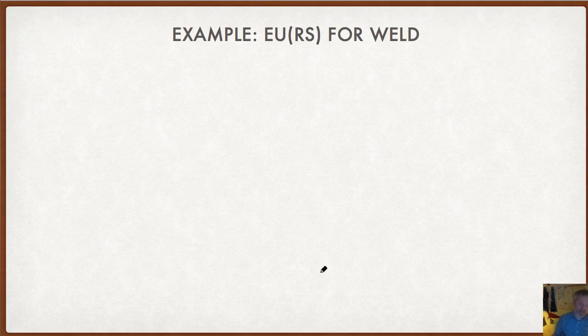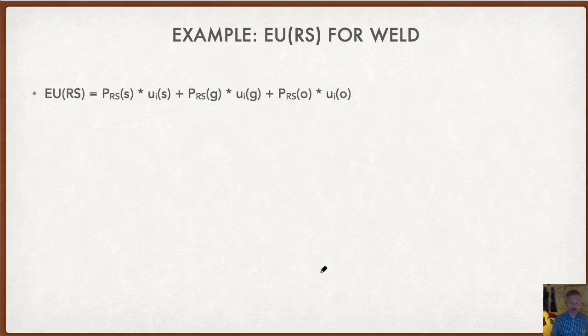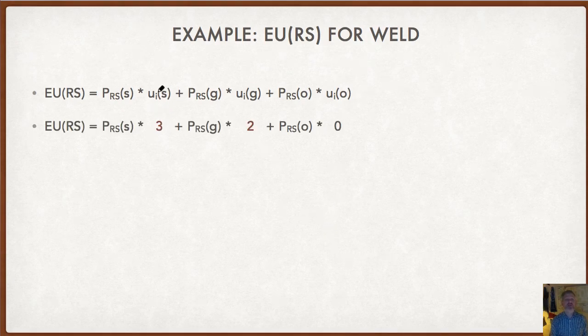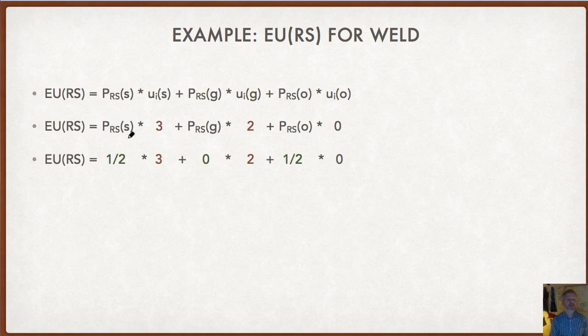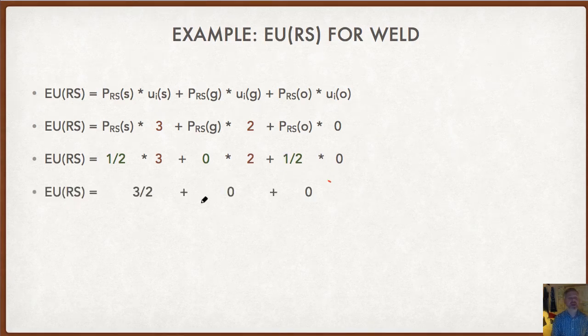So let's do that expected utility calculation for running for Senate. All right. So it's the probability that running for Senate leads to becoming a senator times the utility of being a senator, the probability that running for senator leads to becoming governor times the utility for being governor, and the probability of running for Senate leading to being out of politics times the utility for being out of politics. All right. So I'm going to plug in those utility numbers, 3 for being a senator, 2 for being a governor, 0 for being out of politics, and then plug in the probabilities. The probability that if you run for a senator, you'll be a senator for William Weld was 1/2. The probability that if you run for senator, you'd be a governor is 0, because that doesn't make any sense. And the probability that if you run for senator, you're out of politics is 1/2. And we can do that arithmetic, 3/2 plus 0 plus 0. The expected utility of running for senator is 3/2.